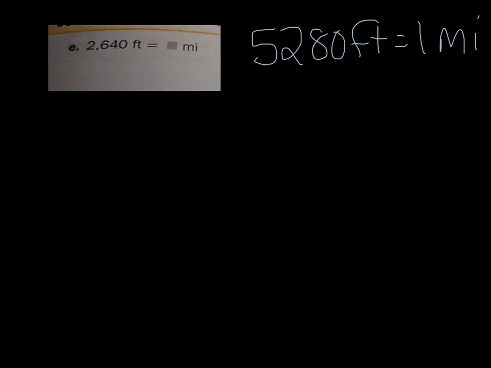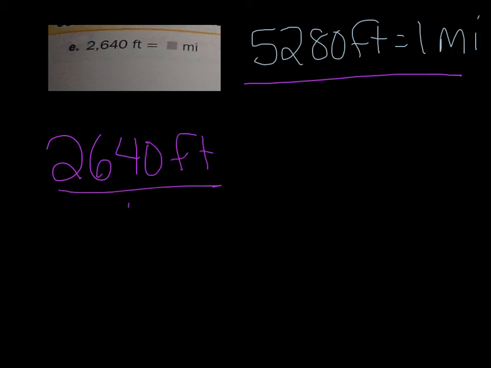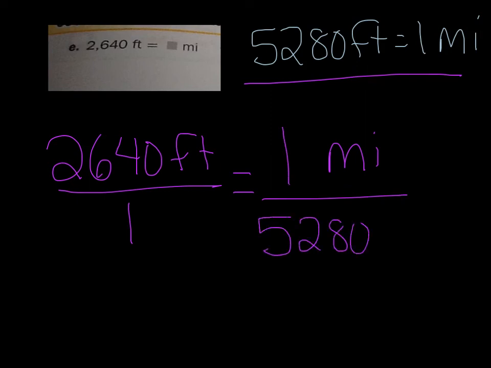You can follow along with me on page 291. This is letter E. We are converting feet to miles. So if you look at your conversion chart, there are 5,280 feet in 1 mile. So I set up my problem. I have 2,640 feet over 1. And that's going to equal, I'm trying to find miles. Well, I know there's 1 mile in 5,280 feet. So now I simply multiply to figure this out.